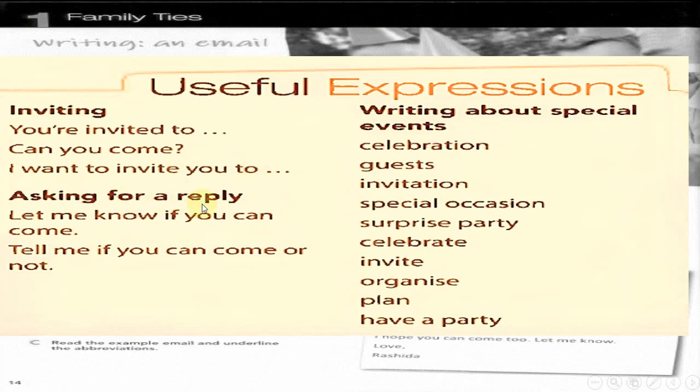Asking for a reply. يعني تطلب من القارئ أن يرسل لك الرد. So, let me know if you can come, or tell me if you can come or not. So these are the useful expressions that we need. And one more thing, writing about special events. لما نكتب عن مناسبات خاصة like a celebration, احتفال, guests, المعازيم, invitation, الدعوة, special occasion, surprise party, celebrate, invite, organize, plan, have a party. These are the most useful expressions that we need.